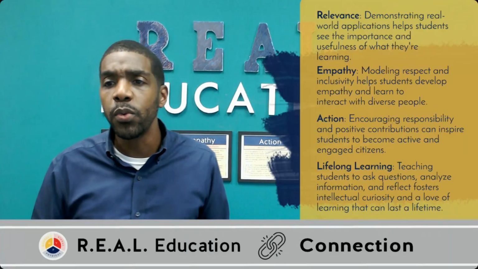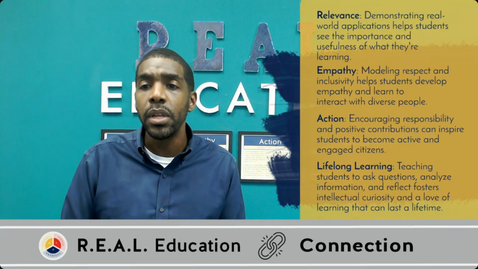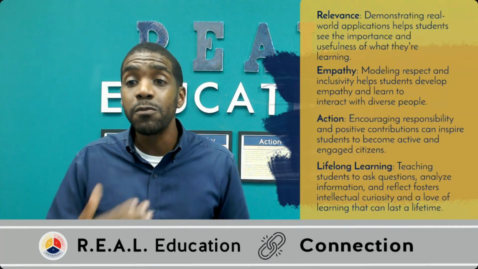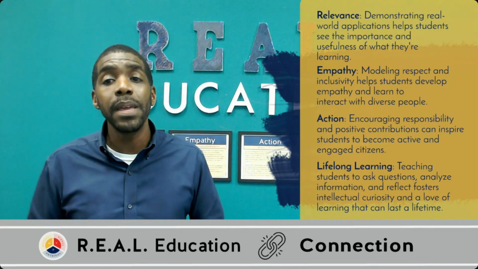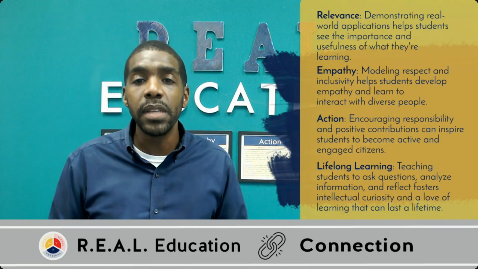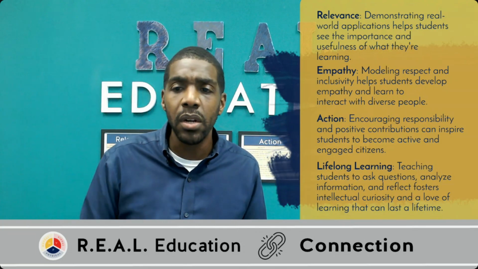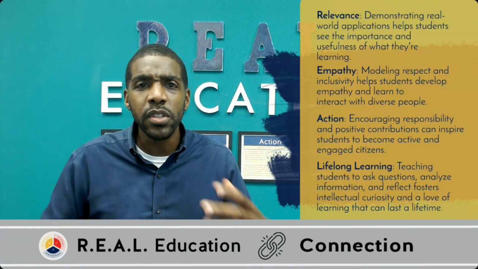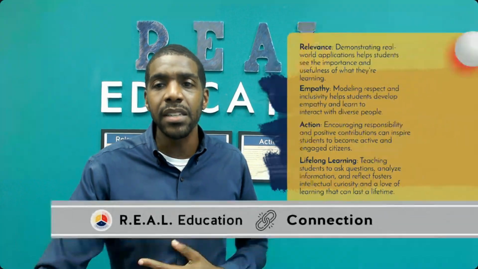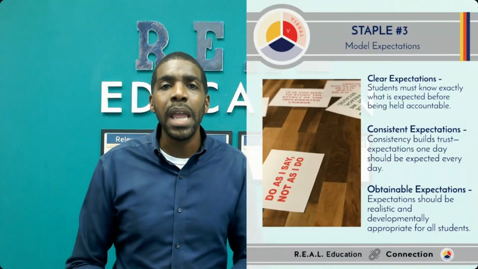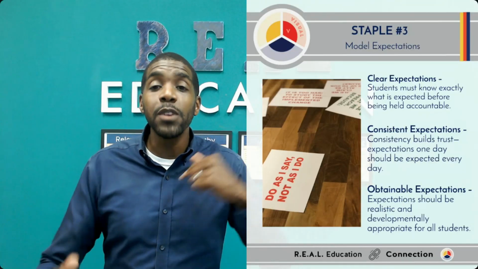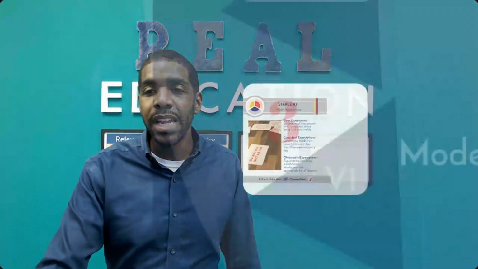Now, where's the connection with relevance, empathy, action, and lifelong learning? I'll quickly go through that. Listen, we're demonstrating real-world application to help them see the importance and usefulness of what they're learning. Modeling respect and inclusivity helps students develop empathy and learn how to work with different sets of people as well. I'll skip action and go right on to lifelong learning. Look, teaching students to ask questions, to analyze information, and modeling helps them be successful. So it's important that the expectations you have, you inspect what you expect. It's important that we do that each and every day.